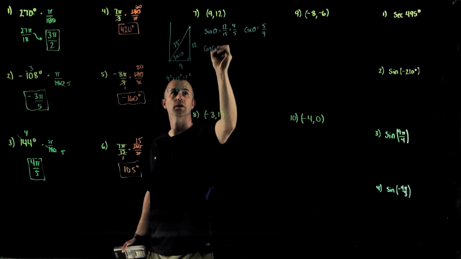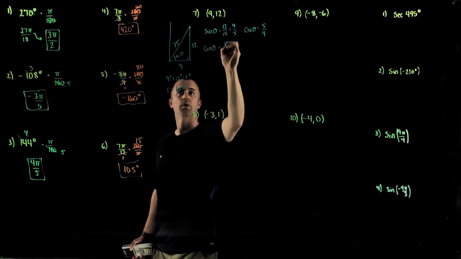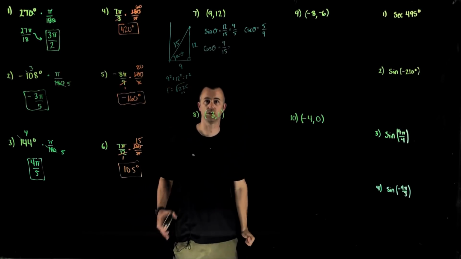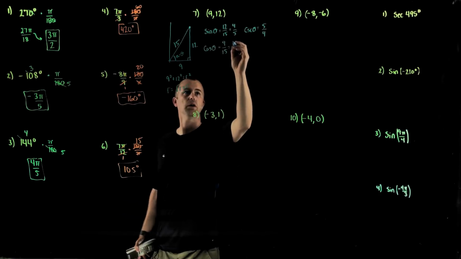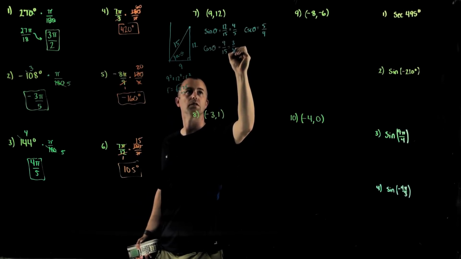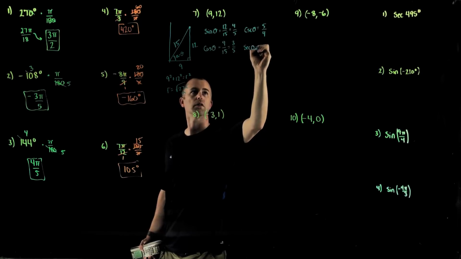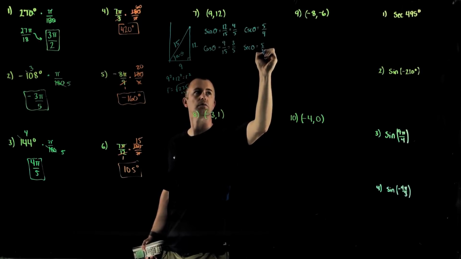So we have cosine theta. Well, that's going to be adjacent over hypotenuse, so 9/15. Which again simplifies because you can divide the top and bottom by 3. So that would be 3/5. And then we're going to do secant of theta, which is 5/3.